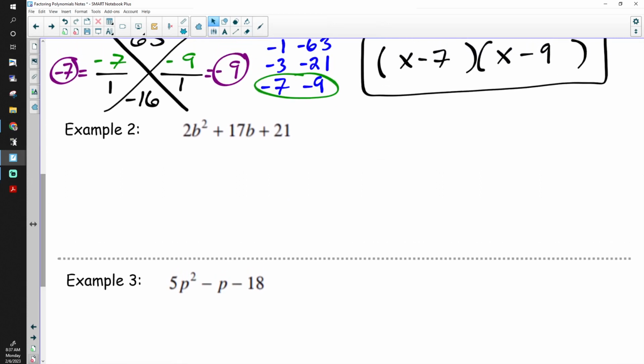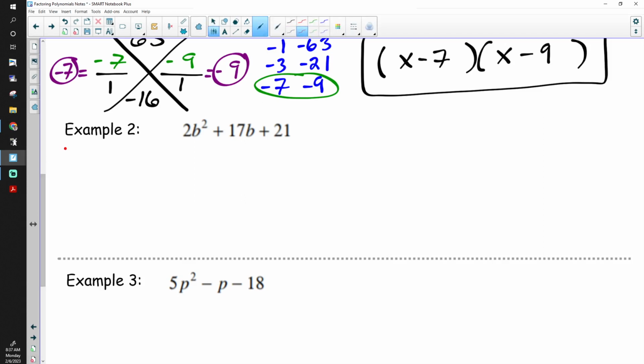Example 2. Can I divide 2, 17, and 21 by anything? I always want to try to take out that greatest common factor. You can only divide 2 by 1 and 2. 17 can only be divided by 17. And 21 can be divided by what? 1, 21, 3, 7. So this has no greatest common factor, so we're going to go again.